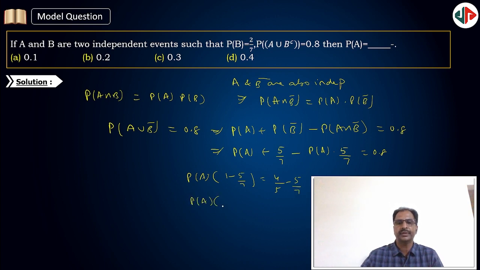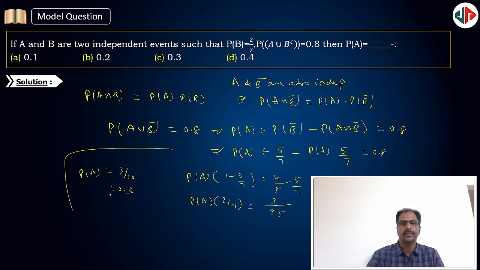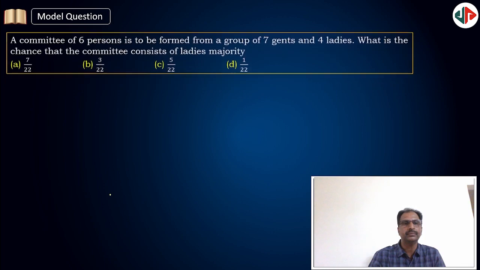So P of A into 2 by 7 is equal to, take LCM 35, 28 minus 25, 3. From that, what will be P of A? 7 5 times. So you get 3 by 10, which is 0.3. Option C.